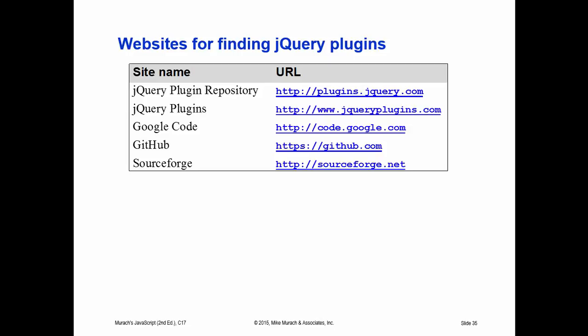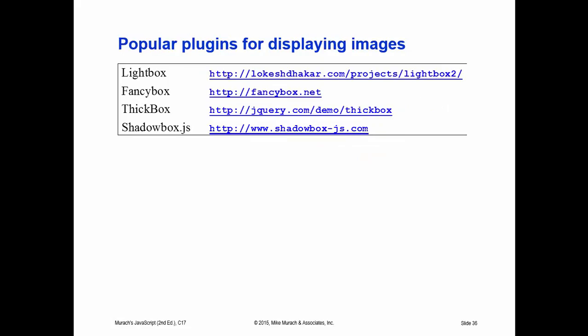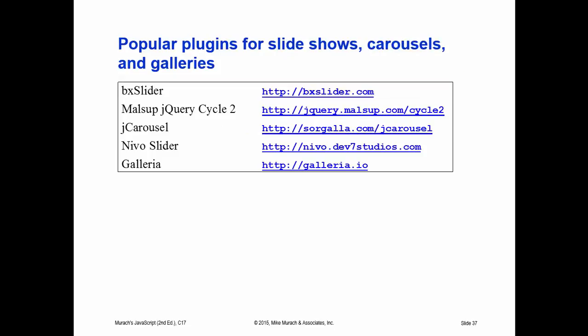If you don't find what you're looking for in there, you can just search through the internet. There are plugins available for literally, probably now hundreds of different things. Slideshows, carousels, data validation. Chances are pretty good that if there's something you want, it's going to be there. More plugin sites.